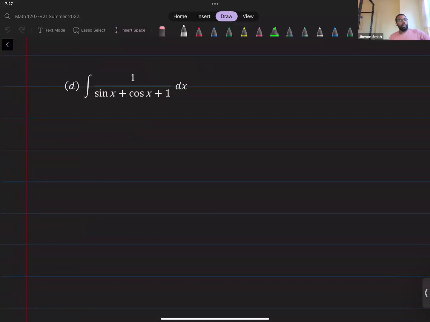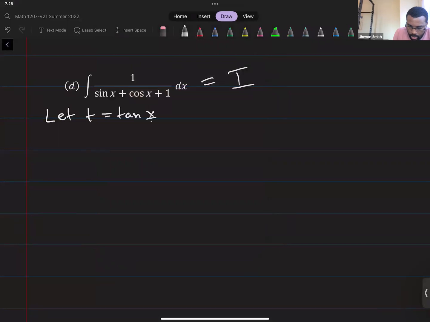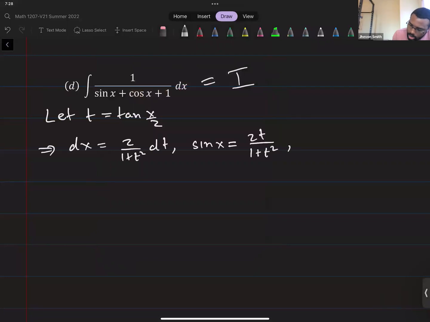Here's another example. Sine x plus cosine x plus 1. Again, that's a rational trig function. So probably Weierstrass, let t equal tangent x over 2. That means my dx is going to look like 2 over 1 plus t squared dt. My sine x is going to look like 2t over 1 plus t squared. And my cosine x would look like 1 minus t squared over 1 plus t squared.